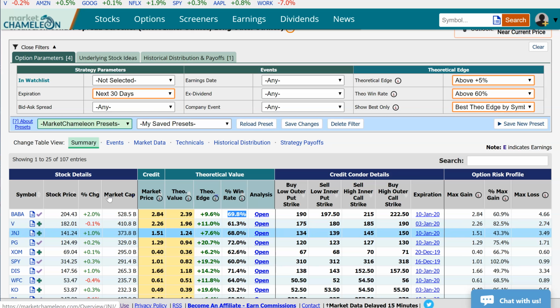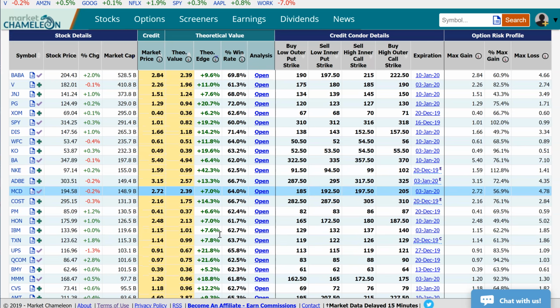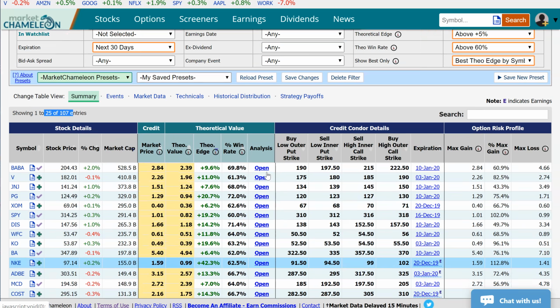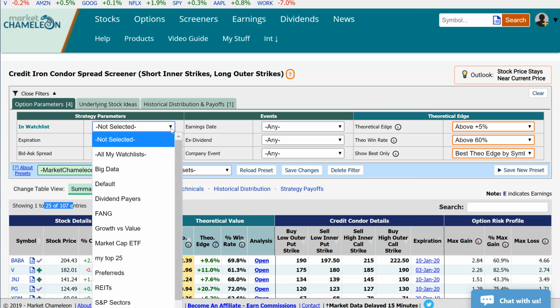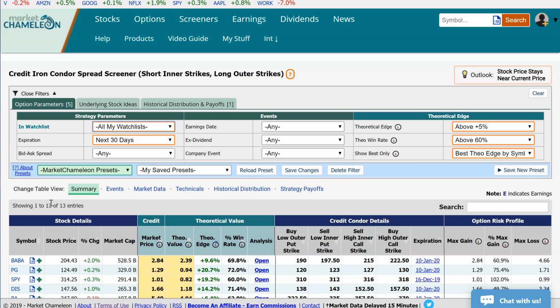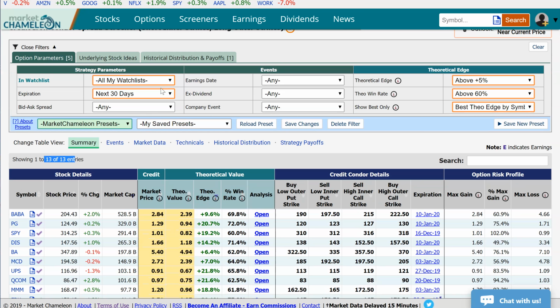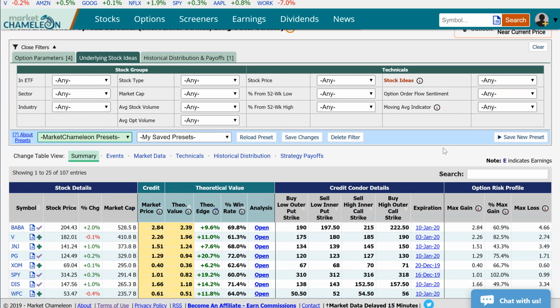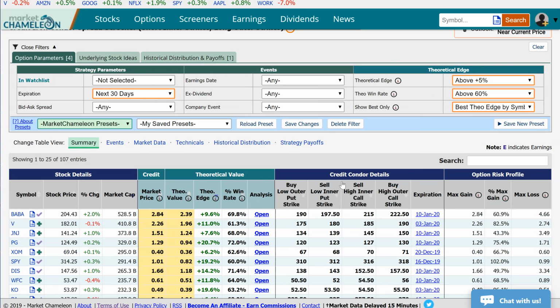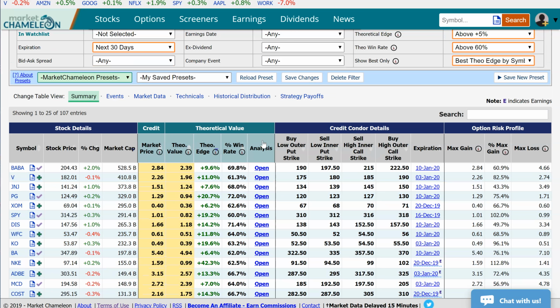This one is for Visa, Johnson & Johnson, so you can see how fast we narrowed down per symbol to the best iron butterfly based on the parameters that we set. And of course, if you just have your own watch list, you could filter by stocks in your watch list. That could narrow it down even further. Or you could just keep narrowing it down because you have all these different parameters that allow you to keep narrowing it down.